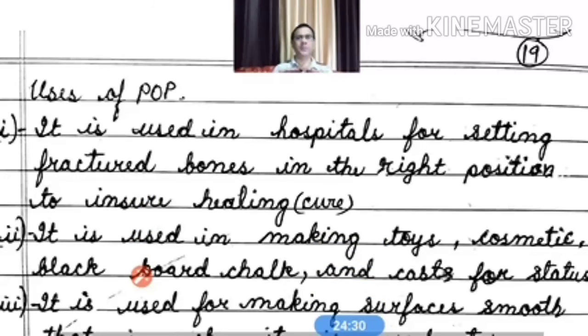Uses of POP. First use, it is used in the hospital for setting fractured bones in the right position to ensure healing. All of you know very well the POP, the best use, that is in the orthopedic hospital. Whenever a bone is fractured, what the doctors do, they use POP to heal the fractured bones, so that the fractured bone can be kept for a longer time in the right position, so that easily it can join.